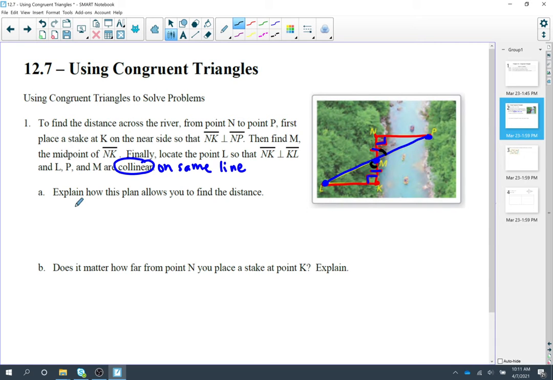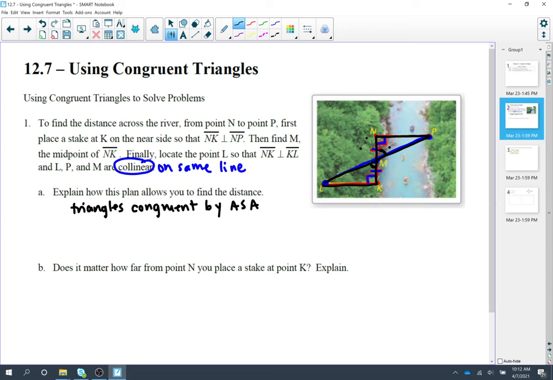So, triangles congruent by angle, side, angle. So now I know that this triangle is the same size as this triangle because I have an angle, a side, and an angle.